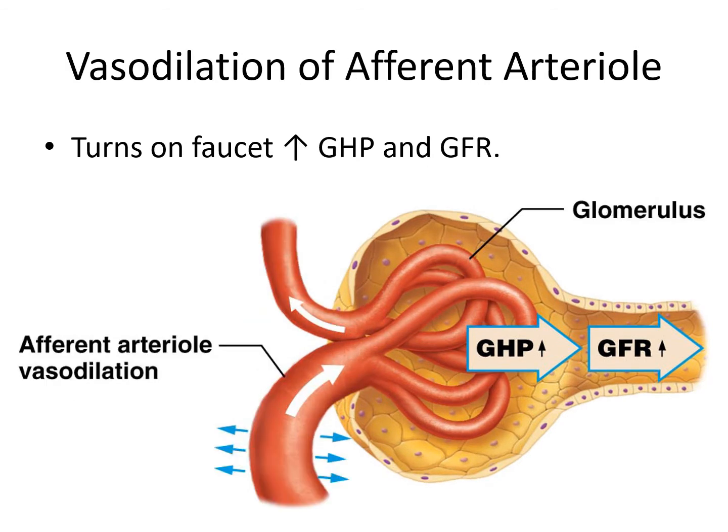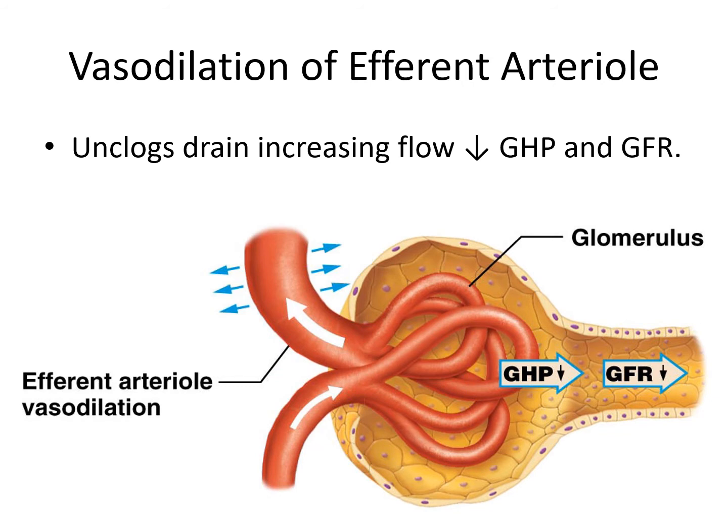Okay. In our third possibility, what if we have vasodilation of the afferent arteriole? What happens, we make this wider so more blood can enter. This is going to increase the pressure in the glomerulus, and it will increase the glomerular hydrostatic pressure and increase the glomerular filtration rate. Finally, our last possibility is vasodilation of the efferent arteriole. If we increase the outlet, well, that decreases the pressure in the glomerulus, and this is going to decrease glomerular hydrostatic pressure and decrease glomerular filtration rate.